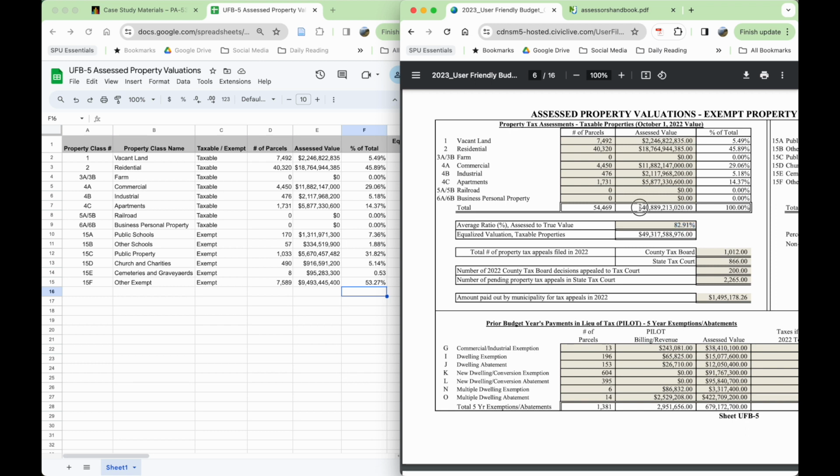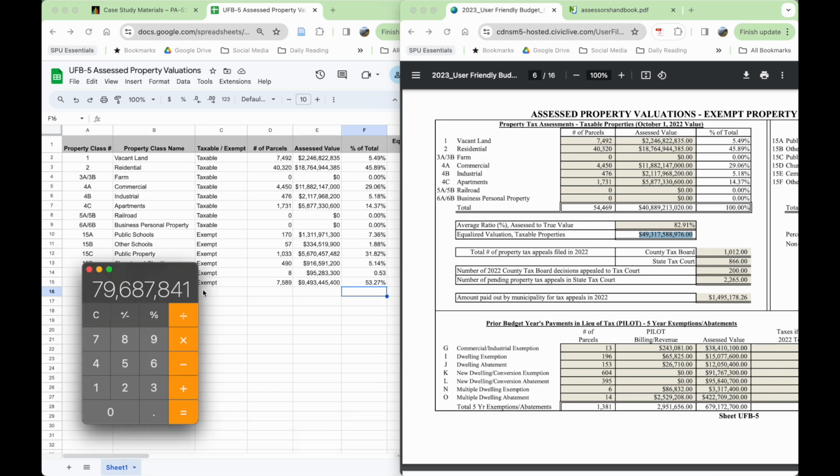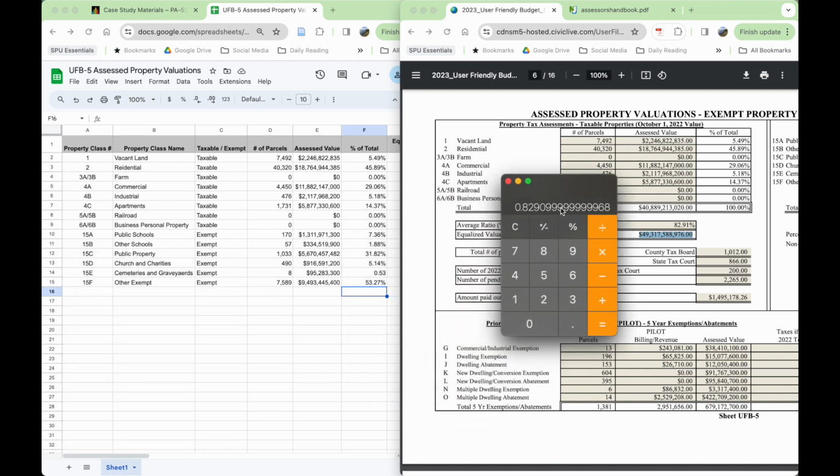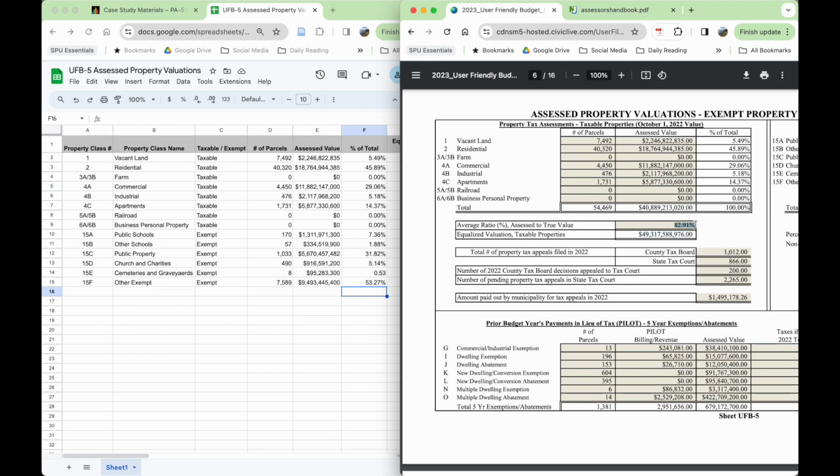And we can see that because the $40 billion of assessed value of taxable real estate is 82.91% of the equalized or market valuation of the tax base, which is $49 billion. So I literally could do some numerator-denominator math here, and if I do 40,889,213,020 divided by 49,317,588,976, I get 82.91%, and that's where the equalization ratio comes from.